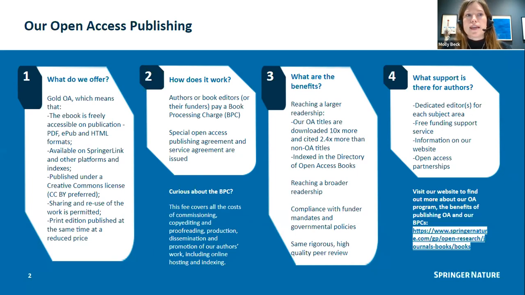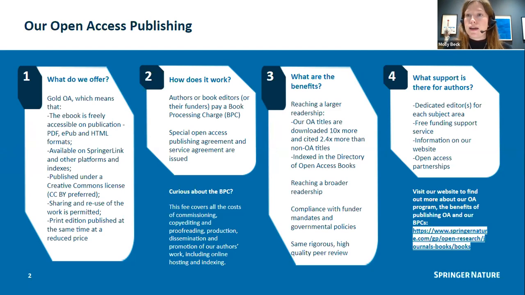So I think the first thing to say is that our open access publishing model is a gold open access publishing model, which means that the ebook is free to access from the point of publication. So you might see other discussions about open access talking about green OA, which is when there's an embargo period. There's other models that are being pioneered actually on the journals side of things. But gold is what we offer for our books. And we make the ebook available across all of the different types of ebook that we publish. So that's the PDF and the EPUB and the HTML formats.